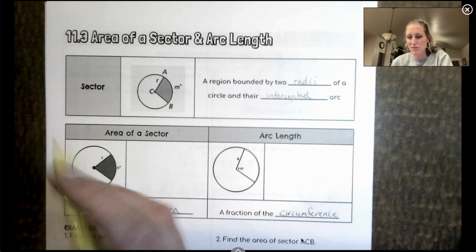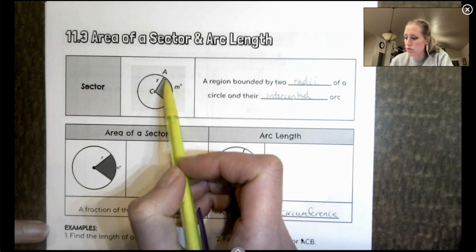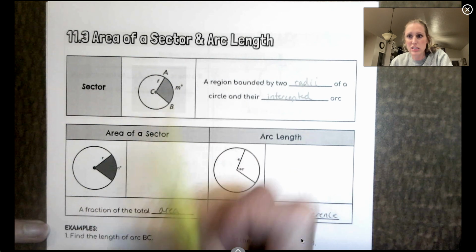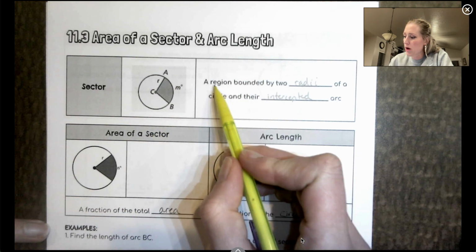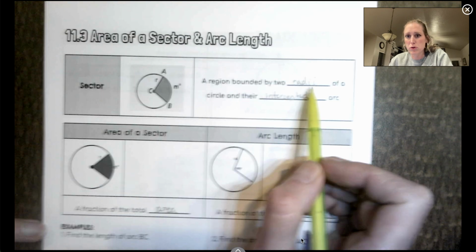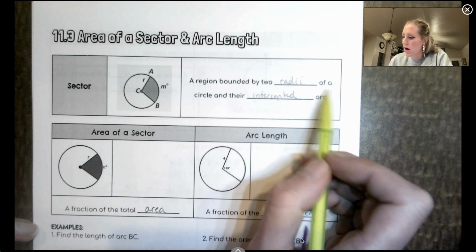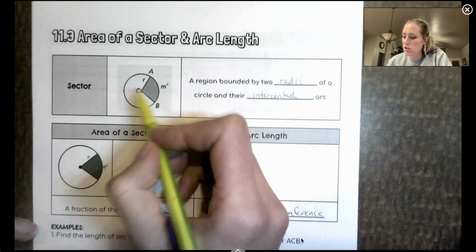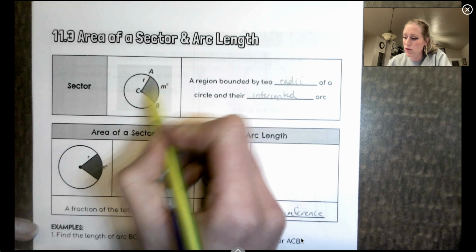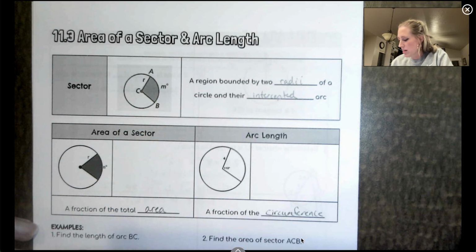I always like to think of it as a slice of pie. So it's literally a section of the circle. This shaded region right here is a sector. It's defined as a region that's bounded by two radii, which is just plural for radius, of a circle and their intercepted arc. So it's two radii and where they intersect this arc. So that region is a sector.